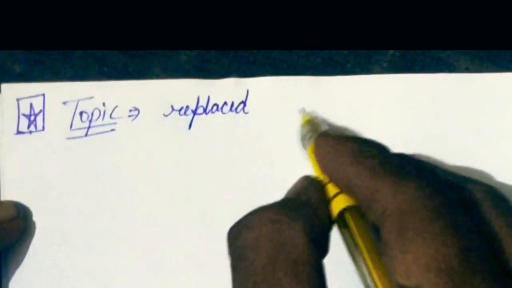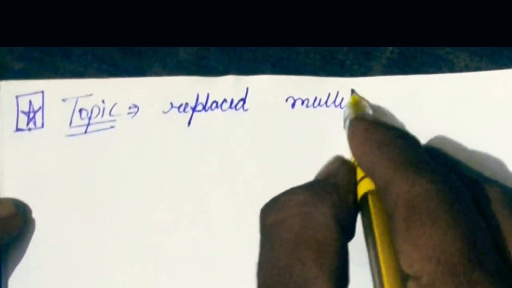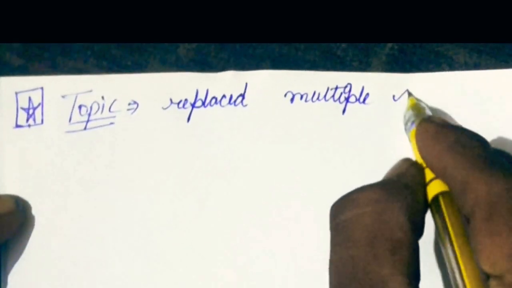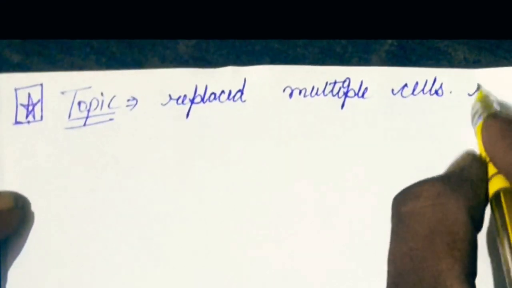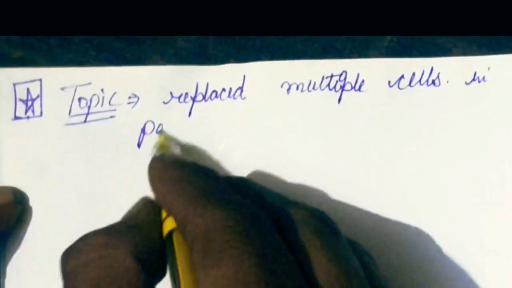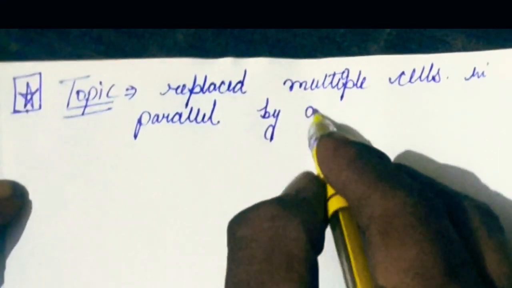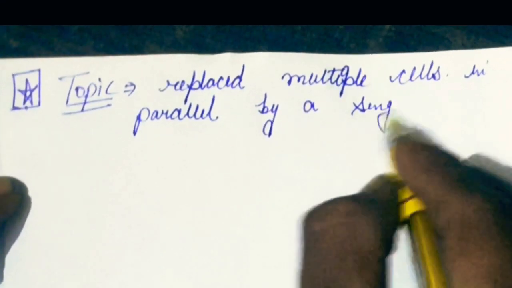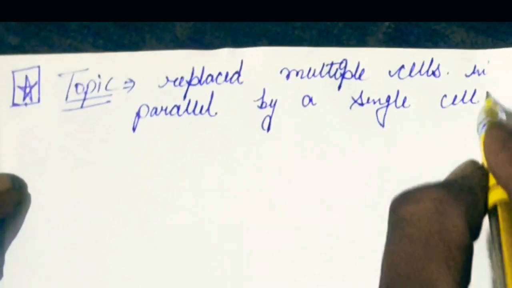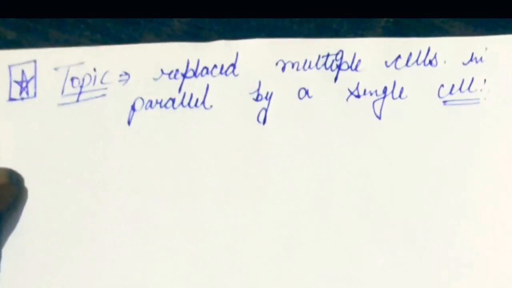The topic for today is to replace multiple cells in parallel. Replace multiple cells which are in parallel by a single cell. This is the purpose of today's topic.